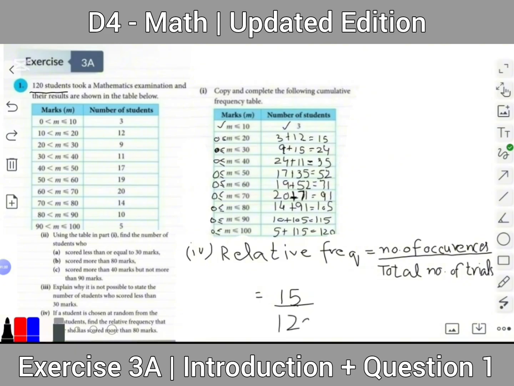and that is 120. Now, after simplification with the help of table 3, we have 3 5s are 15 and 3 40s are 120. And after further simplification with the help of table 5, 5 1s are 5 and 5 8s are 40, so it will be equal to 1 over 8. So the relative frequency that she has scored more than 80 marks is equal to 1 over 8.